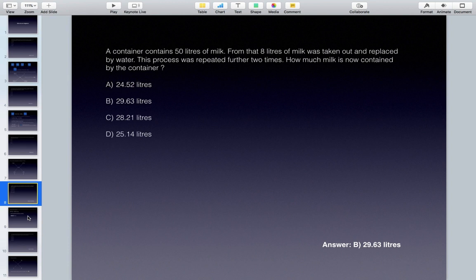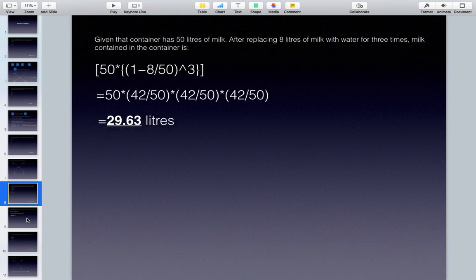Hope you have read the question. Option A is 24.52 liters. Option B, 29.63 liters. Option C, 28.221 liters. Option D, 25.14 liters. So let's check the answer.